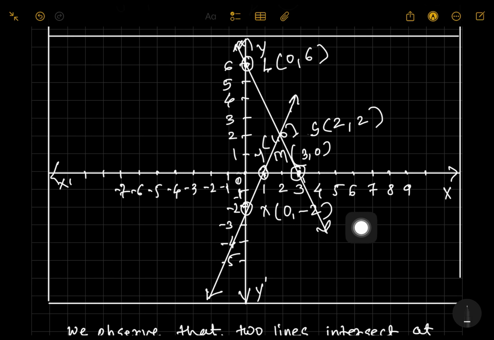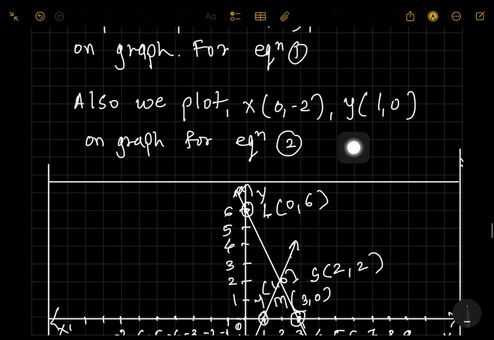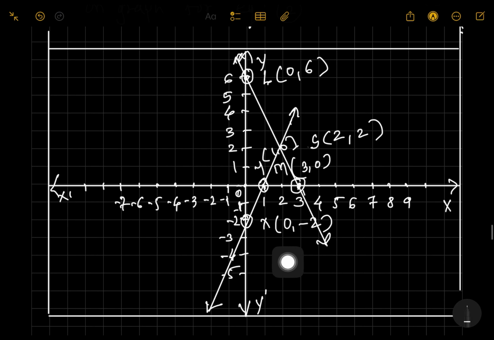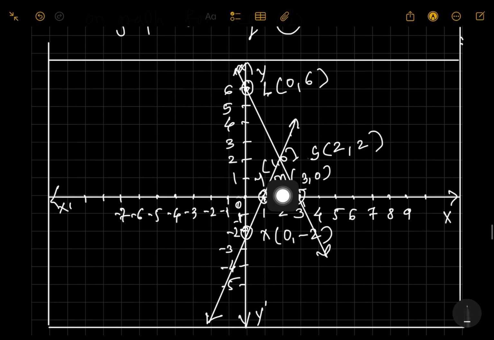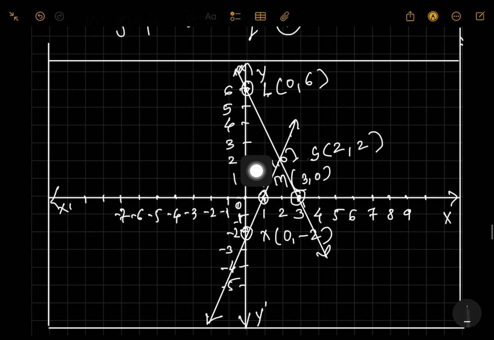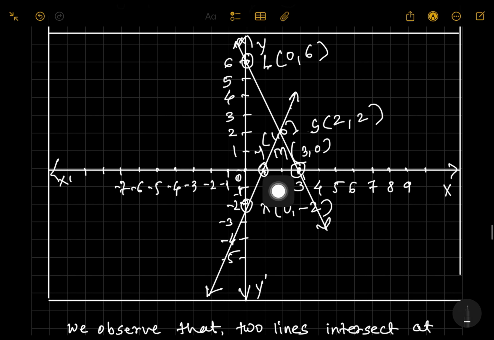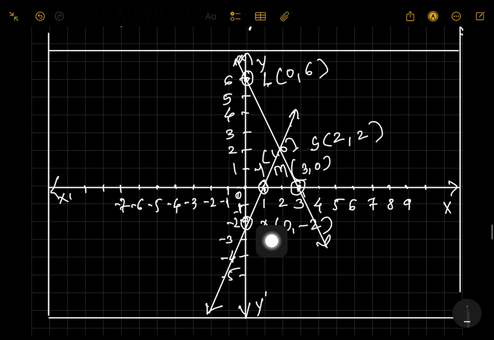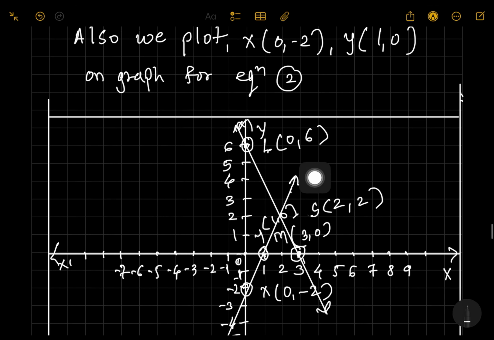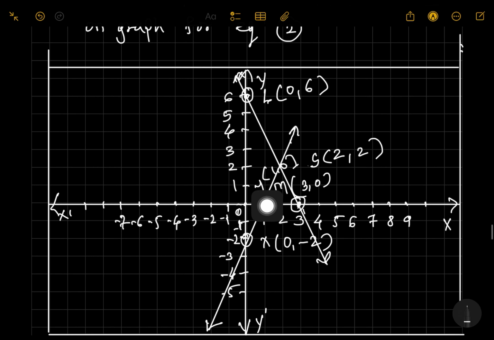And then you have to draw the lines. See, LM you have to join, and then XY you have to join. Where is the LM? Here M is there, L is there. This L and M you have to join. And then the second line you have to join, which is given by X and Y. So here X is there. See this X and Y.